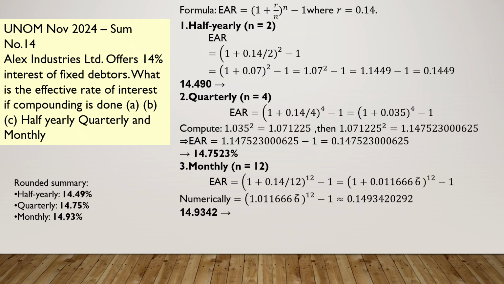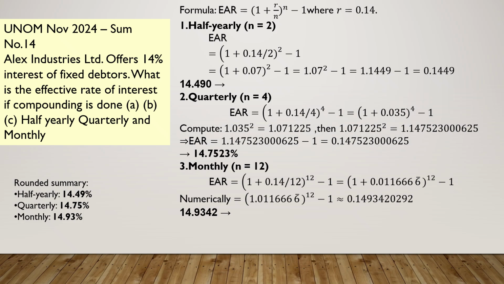The next question is from the question paper, November 2024, sum number 14. Again, it is a 5 marks question. The question is, what is the effective rate of interest if compounded quarterly, half-yearly and monthly? The effective rate of interest formula is (1 + r/n)^n − 1. We know the formula, whereas we must understand what n is in the various cases.